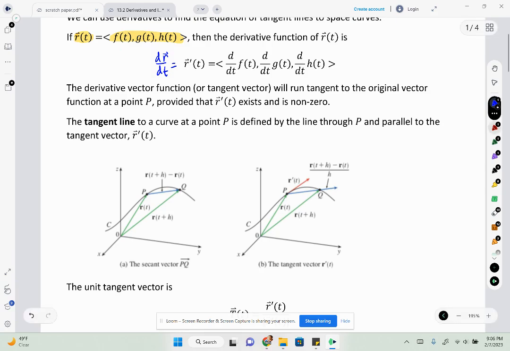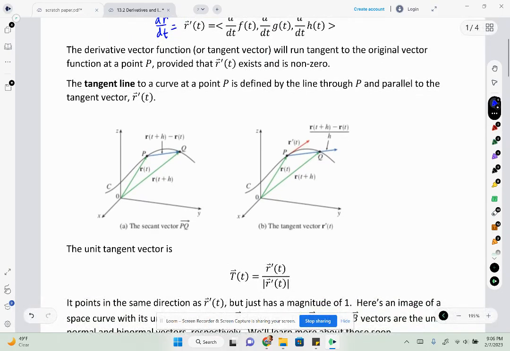So we've got this great picture down here, and every time we cover derivatives, we have to talk about the definition and the geometry of what's going on. In the picture on the left, we're looking at the secant vector PQ, which is a vector connecting two points on the curve C. P is defined as r of t, and Q is defined as r of t plus h, and the difference between them is r of t plus h minus r of t. That would give us a secant vector, PQ.